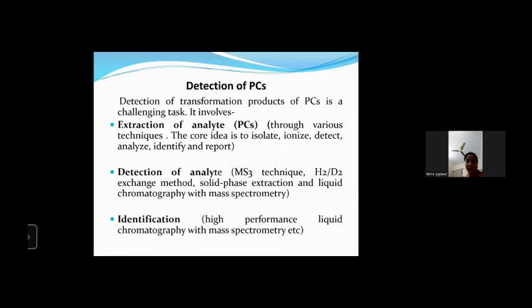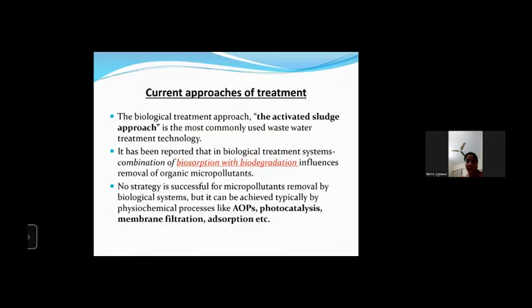For example, according to a study, the MS3 technique was used to distinguish a mixture of isochlorotetracycline and a photo-oxidation transformation product of isochlorotetracycline, which differed from each other only by the addition of one oxygen atom.